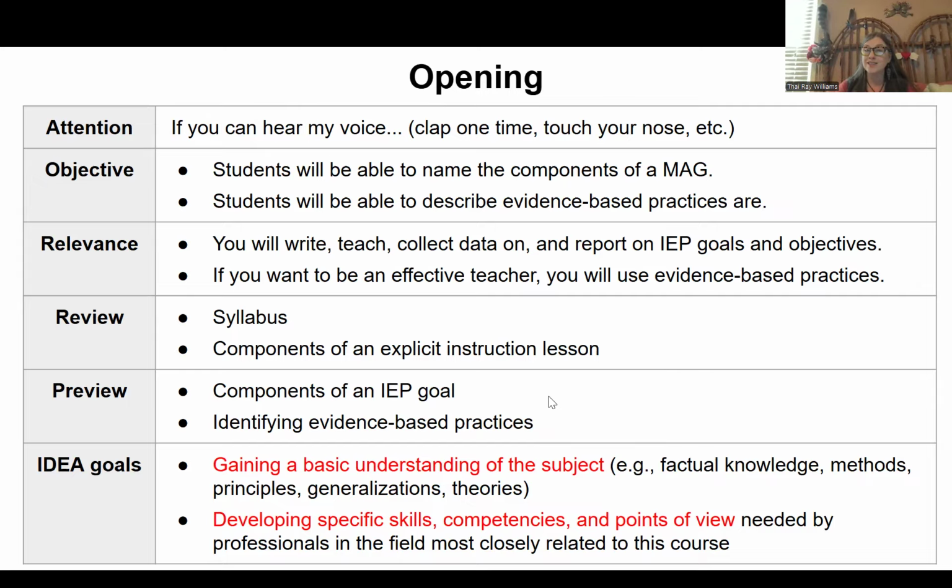Not only that, you're going to get to learn about evidence-based practices, and then we're going to go online and do some exploring. You can do that on your own. You can do it with a peer. You can do it with a small group if you have the same interests.